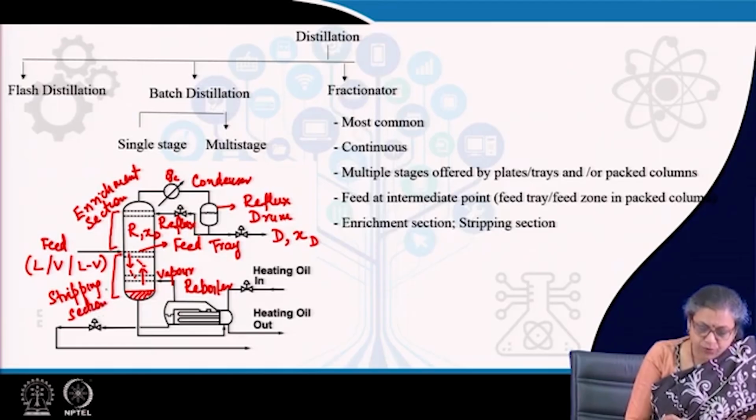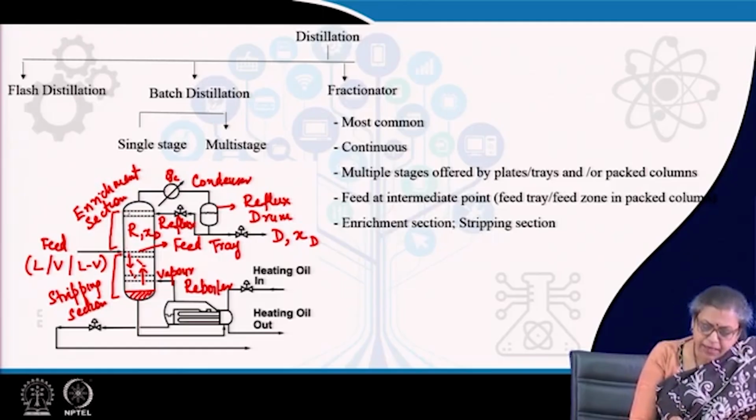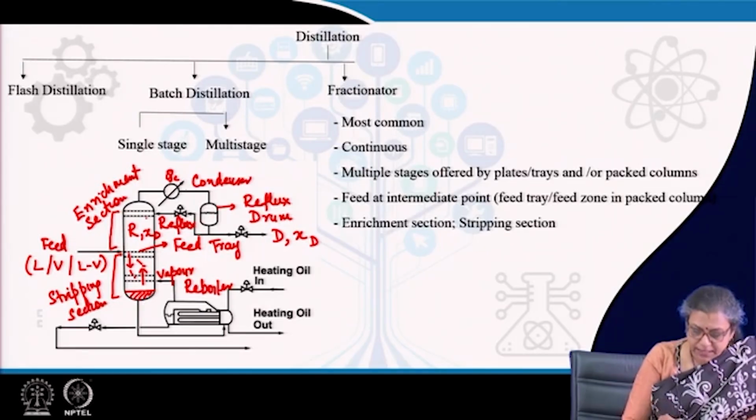So, therefore, the distillation column, the fractionator column in its most simple form, has a feed tray, an enrichment section above this, and a stripping section below this. The liquid which enriches the vapor is supplied from the vapor which is condensed, and then it is collected in the reflux drum, and this is provided as a reflux.